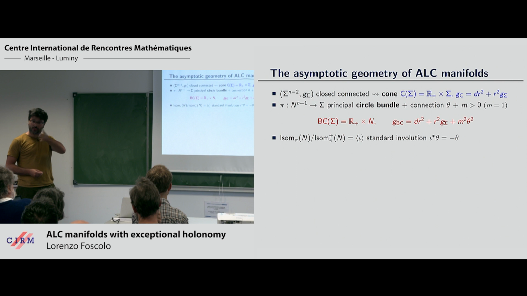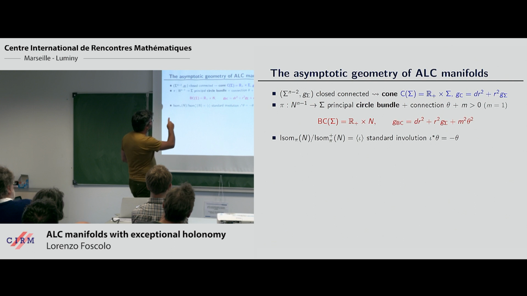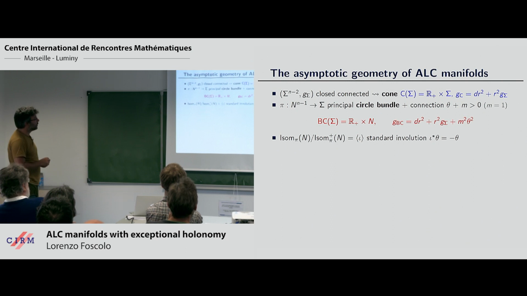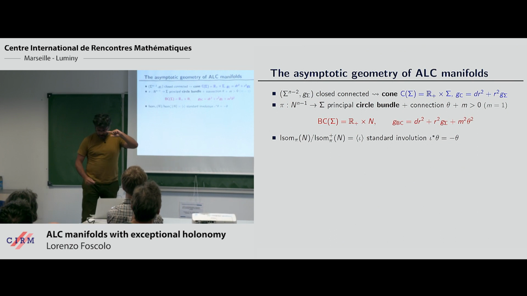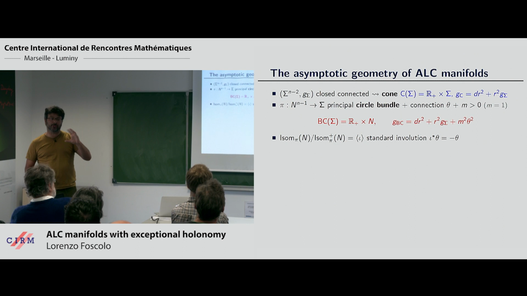You can be slightly more general and destroy the circle action by quotienting with an appropriate involution. You can consider an involution that on the circle fibers acts as complex conjugation, if you think of your circle as embedded inside C as the unit circle.